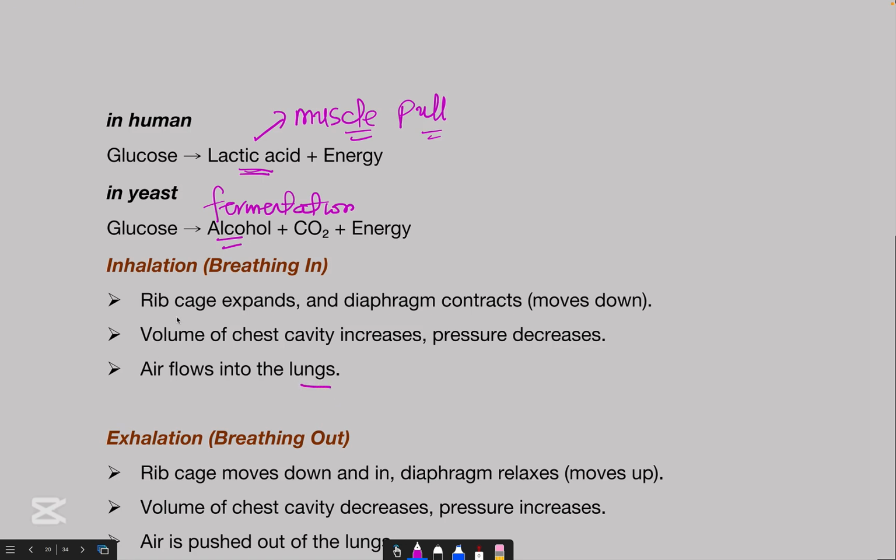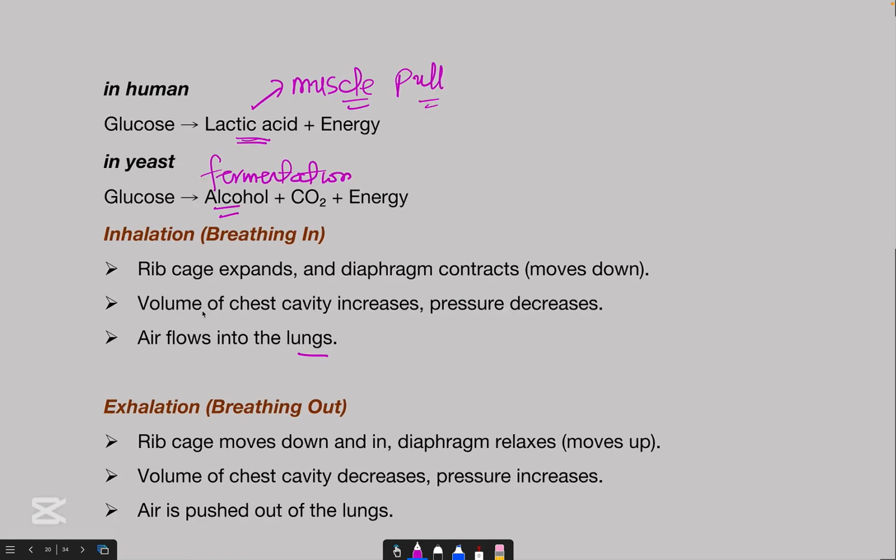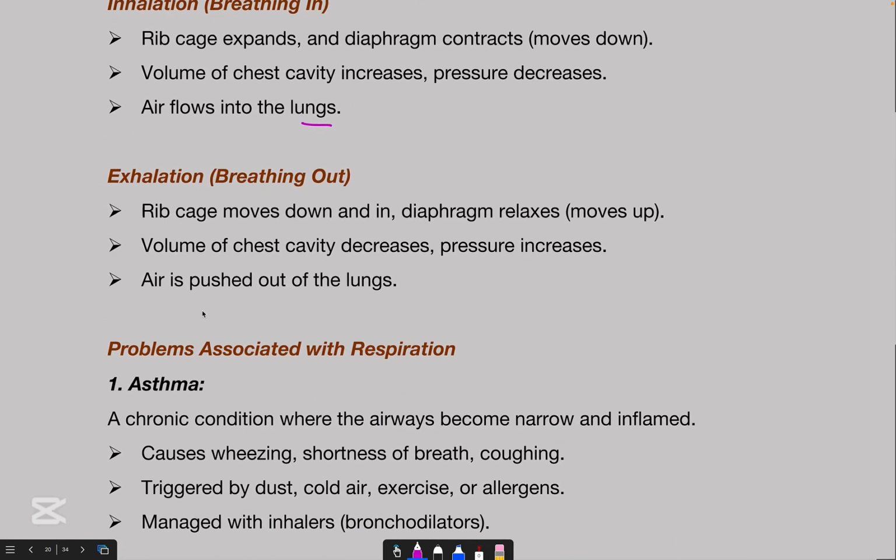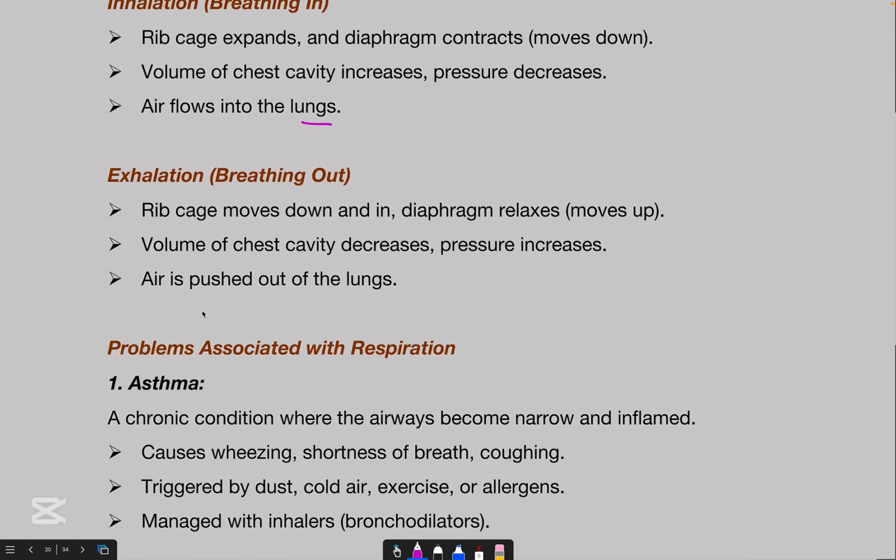So the process of breathing in is called inhalation. These are the activities that take place. Your rib cage expands, your diaphragm contracts, the volume of chest increases, then the pressure decreases, air flows into the lungs. Then we have exhalation. Rib cage moves down, the diaphragm relaxes, that means it moves up, volume of chest decreases, pressure increases, air is pushed out of the lungs. You are breathing air out.